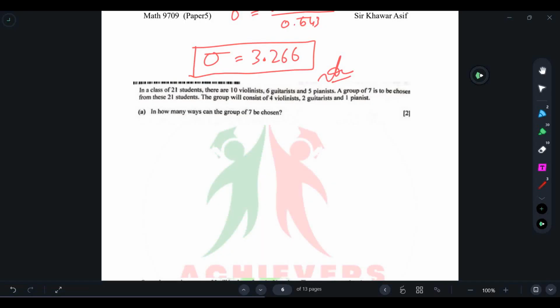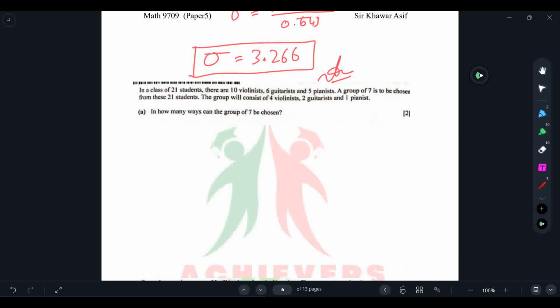Now in this one, in the class of 21, there are 10 student violinists, guitarists and pianists. A group of 7 is to be chosen from these 21 students. The group will consist of 4 violinists, guitarists and pianists. In how many ways can the group of 7 be chosen?